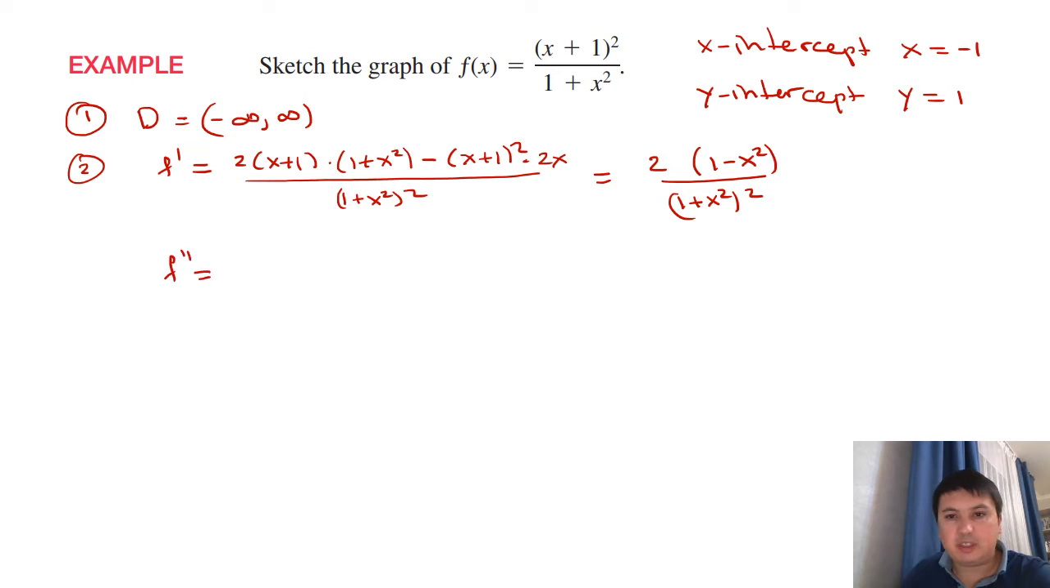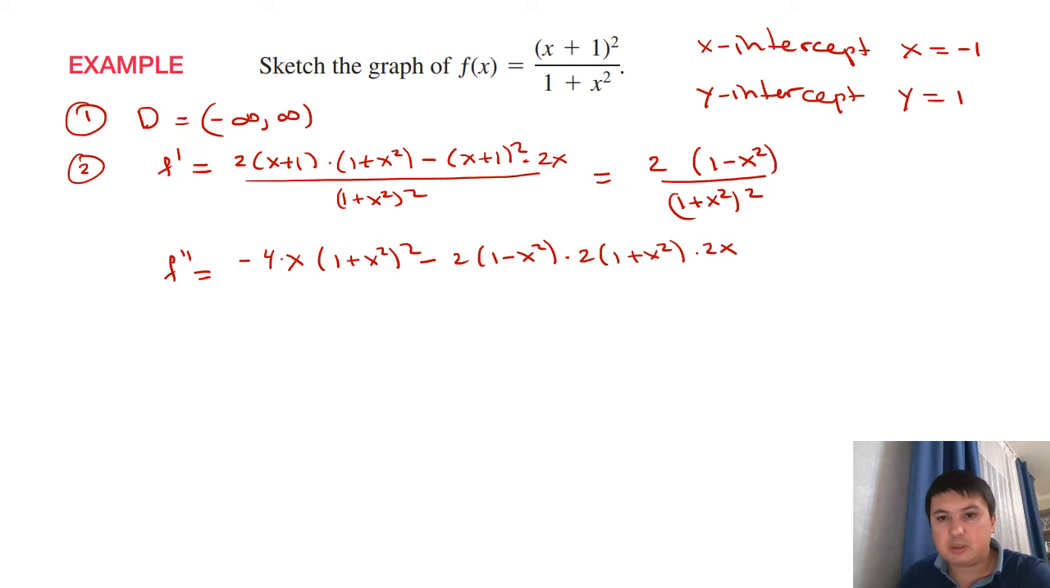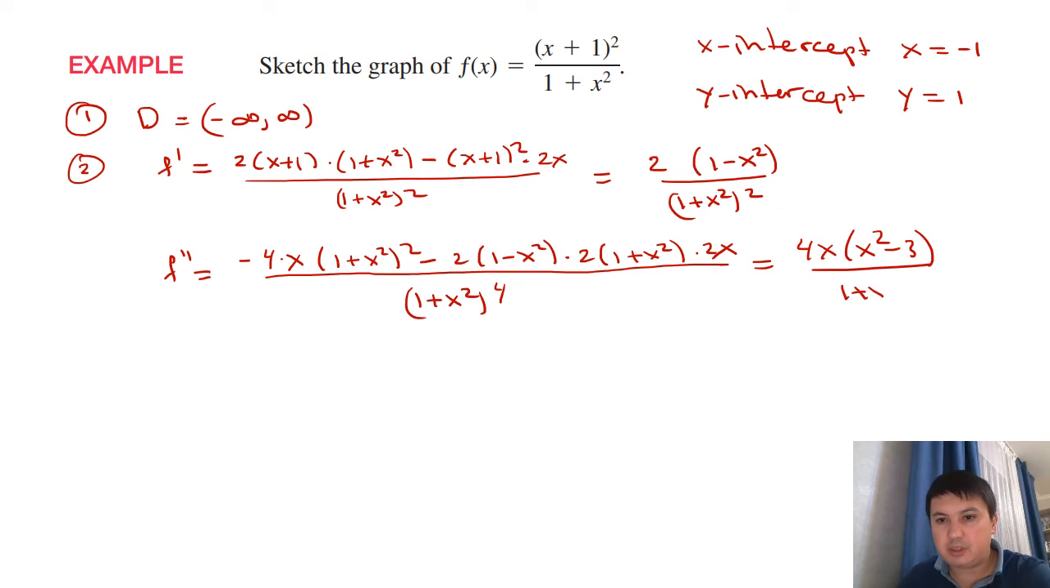Now we find the second derivative. Again, apply the quotient rule. We get minus 2x times (1 plus x squared) squared minus 2 times (1 minus x squared) times 2 times (1 plus x squared) times 2x, everything divided by (1 plus x squared) to the power 4. After simplification, it becomes 4x (x squared minus 3) divided by (1 plus x squared) cubed.